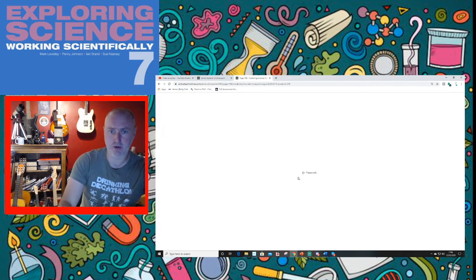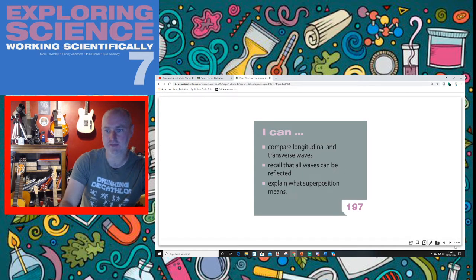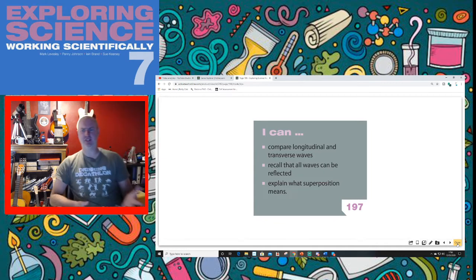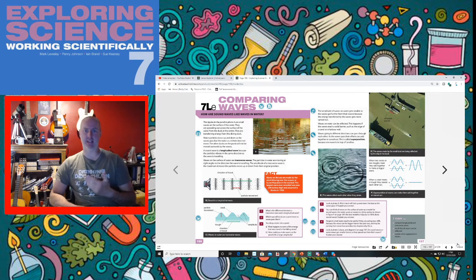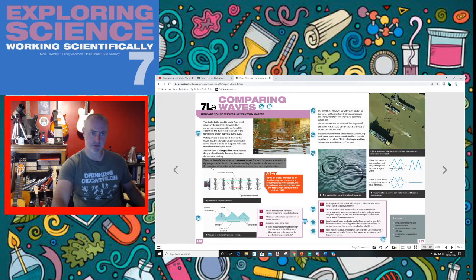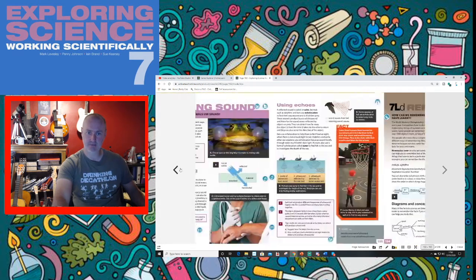Now, there was one more objective, which was to recall that all waves can be reflected. And when we looked at sonar and ultrasound, we used sonar that reflected sound. Let's get the picture up. Reflected sound was an echo.